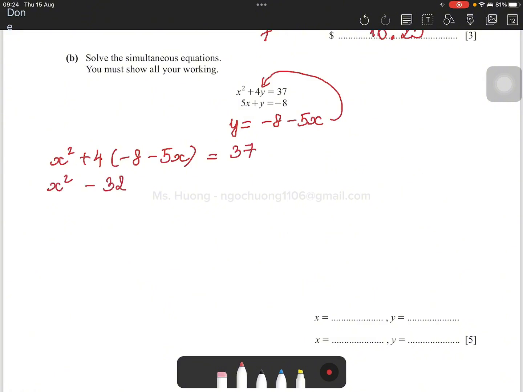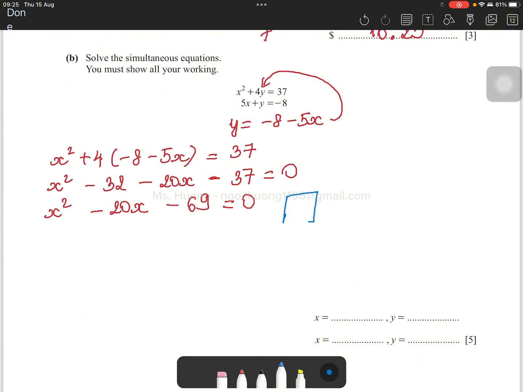So 4 times negative 8 is negative 32. 4 times negative 5x is negative 20x. And then we also subtract 37 from both sides. Now let's simplify this. x squared minus 20x, negative 32 minus 37 equals negative 69, equals 0. Now this is a quadratic equation.